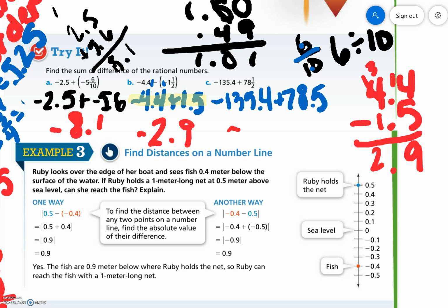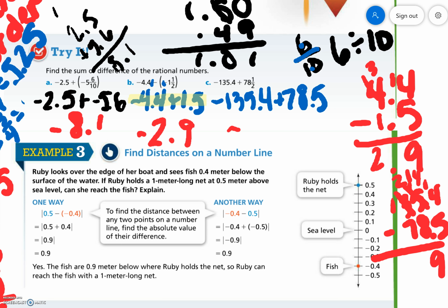Okay. So we've got 135.4 plus 78.5. So I want to find the difference between them. 135.4 minus 78.5. I'm going to have to double borrow. So this gives us a 9, 6, 5, and 1. So 156.9.